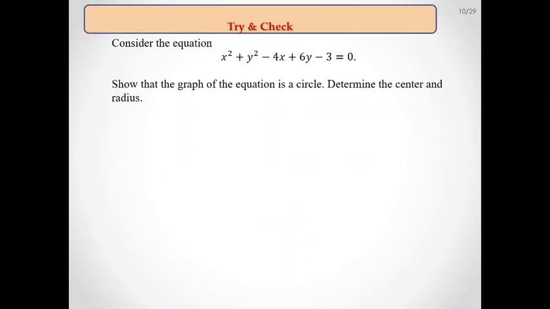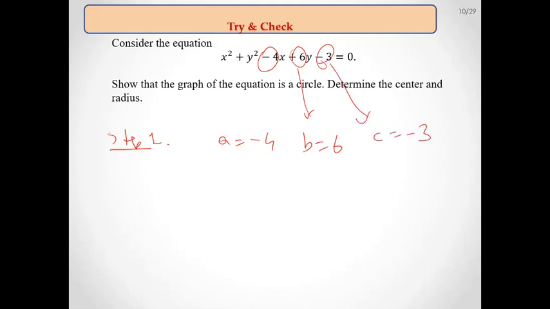Now let's look at this try and check example. It's almost the same, so we will concentrate on a, b, c again. So you can follow the steps here. Step 1, what is a? A is -4, the coefficient of x. B is 6, and c is -3. Okay, be careful. C has to be on this side. So if c is somewhere else, you have to send it to the other side.